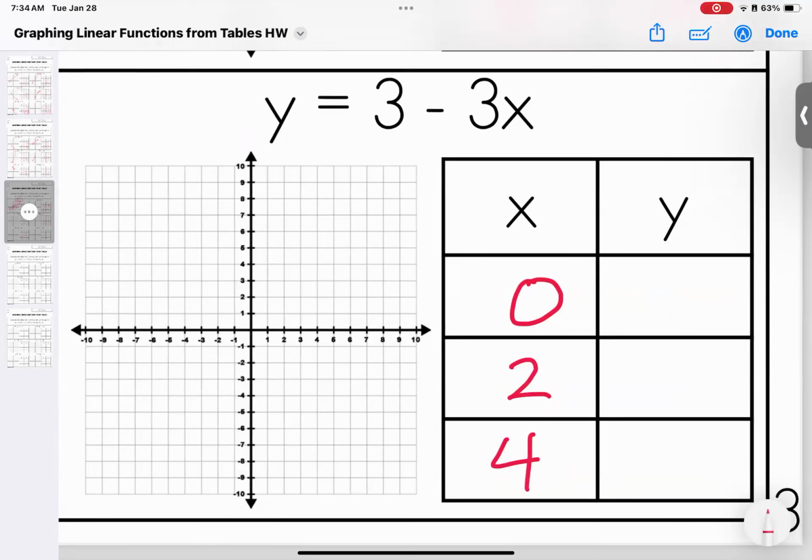0, 2, 4. So 3 times 0 is 0. 3 minus 0 is 3. 2 times 3 is 6.